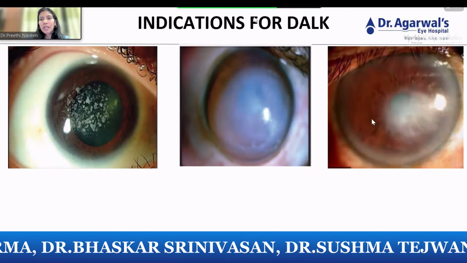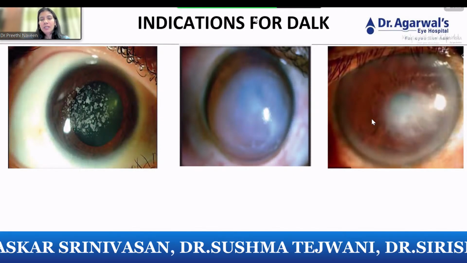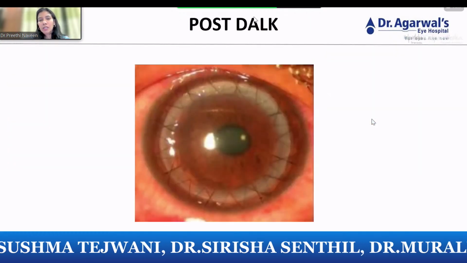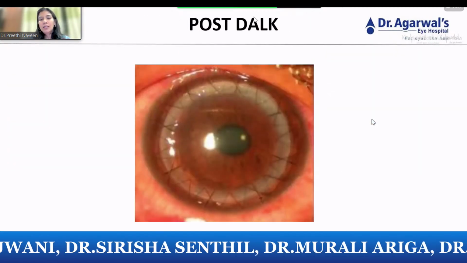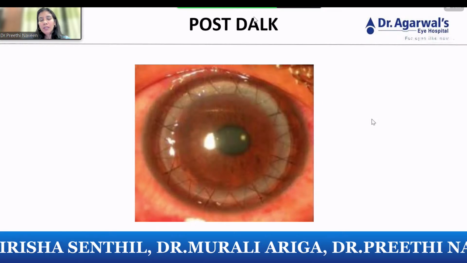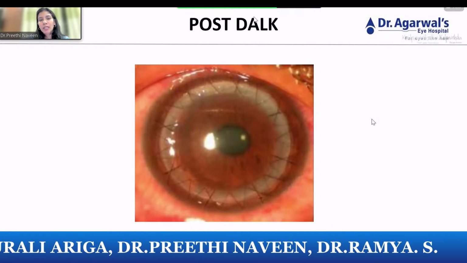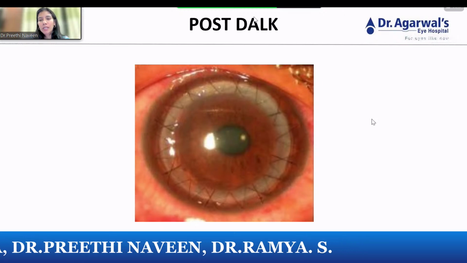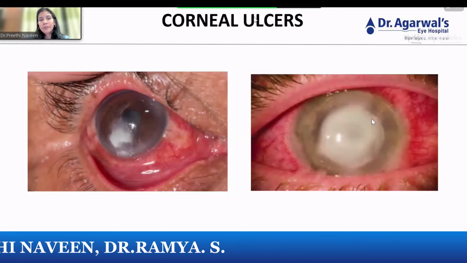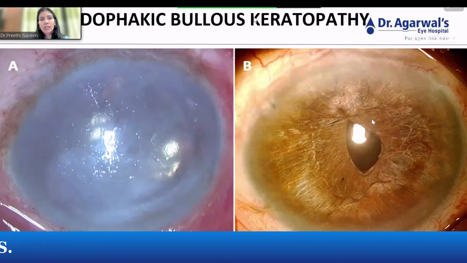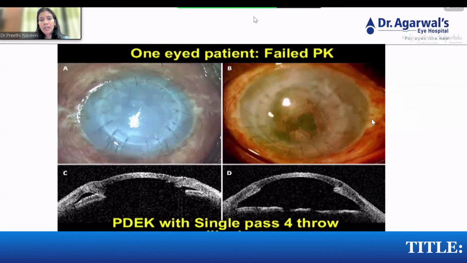Some of the indications for DALK, like I told you about dystrophies, there's post-hydrops scarring, and then you have anterior stromal scarring. This is a patient post-DALK surgery where you can see there are two types of suturing techniques here. You have an interrupted as well as a continuous suture technique. And these are some indications: a corneal ulcer and a case of pseudophakic bullous keratopathy post-PDEK.